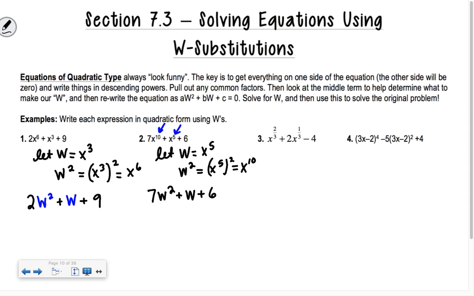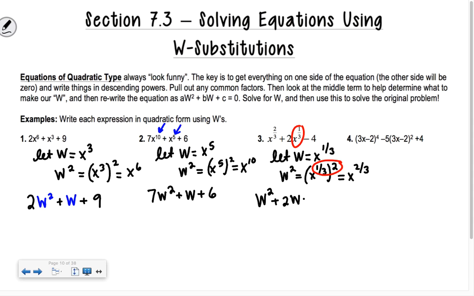So any guesses as to what the next w is going to be? x to the 1/3. Notice how I'm not saying 2x to the 1/3. I'm just saying the part with the power, the x to the 1/3. So we're going to let w equal x to the 1/3. We then square both sides. When I take x to the 1/3 and square it, I multiply my powers, so 1/3 times 2 gives 2/3. So I have x to the 2/3. I then rewrite: x to the 2/3 is replaced with what it's equal to, w squared. I get plus 2, x to the 1/3 is replaced by w, and then minus 4. Does this make sense? Do you guys get it?